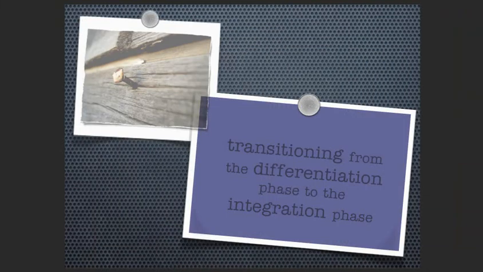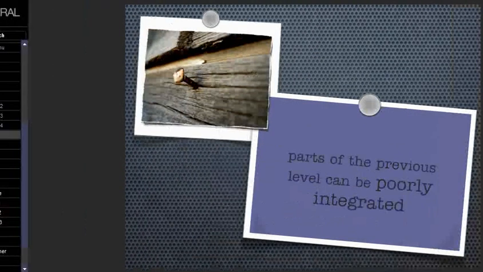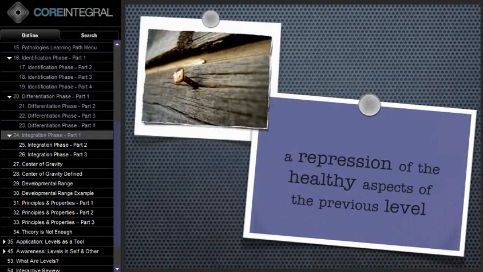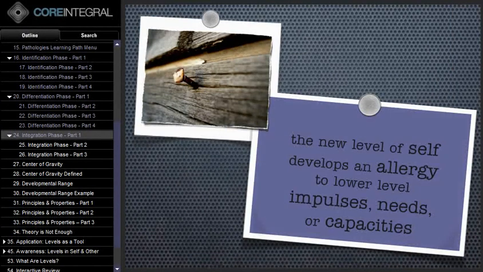While transitioning from the differentiation phase to the integration phase, parts of the previous level can be poorly integrated, or worse, completely negated. What results at this point is a repression of the healthy aspects of the previous level. It can be said that the new level of self develops an allergy to lower-level impulses, needs, or capacities. Even worse, oftentimes the entire line is repressed and rejected because of an aversion to integrating a specific level in that line. An example of this is the repression side of the level line fallacy.